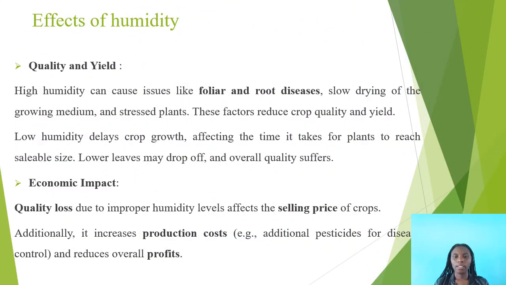My name is Francine. I'm going to talk about the effects of humidity. The first effect is on quality and yield. High humidity can cause issues like root disease, slow drying of the growing medium, and stressed plants. These factors reduce crop quality and yield. Low humidity delays crop growth, affecting the time it takes for plants to reach a certain size, lower leaves may drop off, and overall quality suffers.